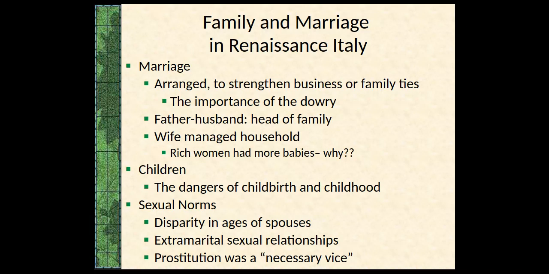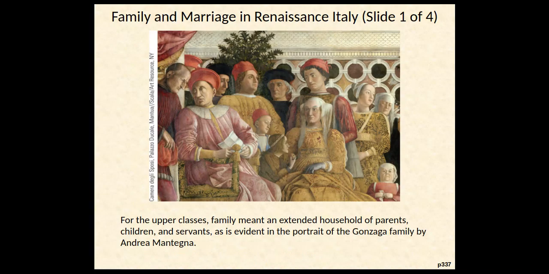Prostitution became this necessary vice that they basically had prostitution houses, and prostitutes were identified, but they were allowed. It wasn't illegal because it was viewed as a necessary evil, a necessary vice.